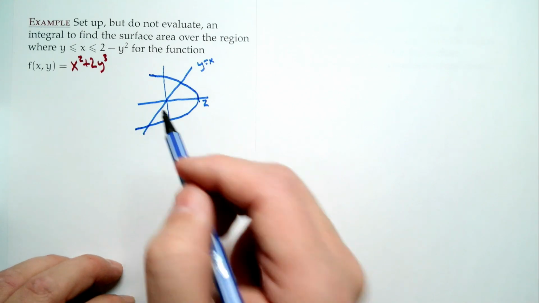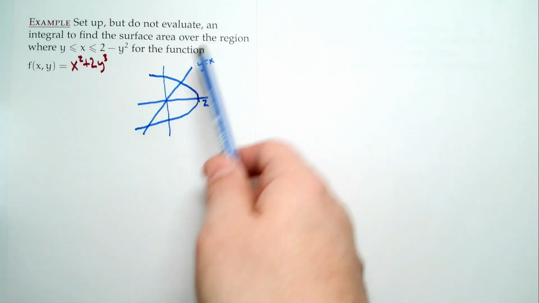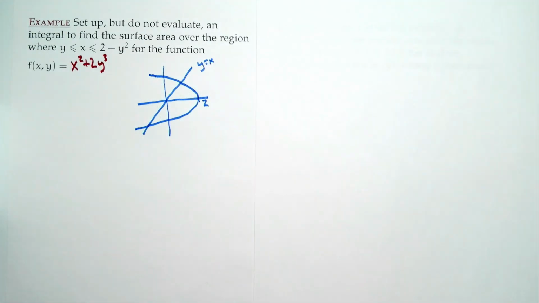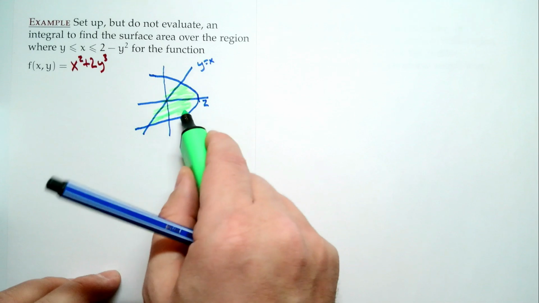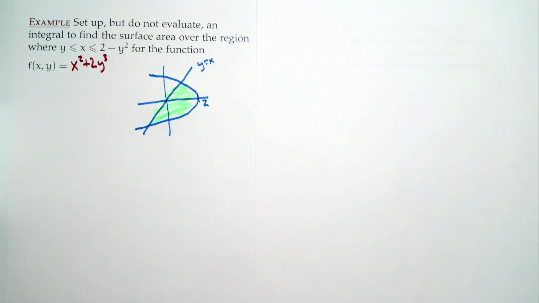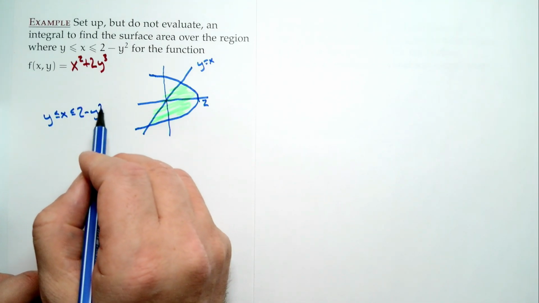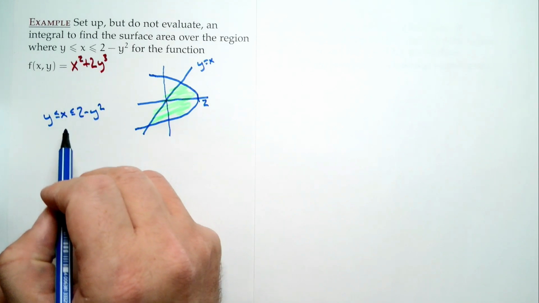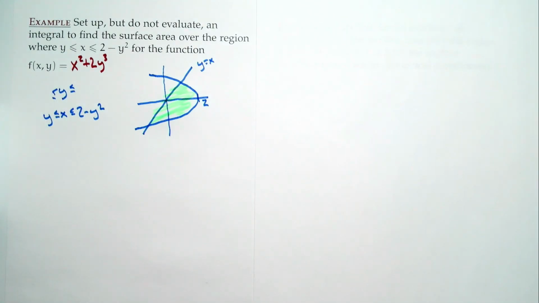Now, we need something where we're to the right of this line, y equals x, and to the left of 2 minus y squared, which means our region is this piece. So we have to describe this region in terms of x and y. The good news is we're told we have the inequality, y less than or equal to x less than or equal to 2 minus y squared. That would work well if we could figure out where y goes between, because then that would be our region described as a set of inequalities.